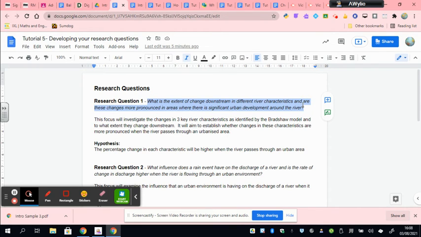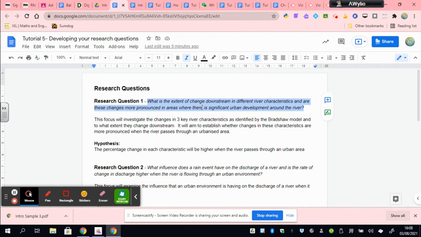These research questions are really important. Your whole project is going to be centered around each one of them, gathering data to help you answer the question, presenting data that helps you answer the question, analyzing the question. So getting the question right is actually incredibly important, and that's why you've got to spend a bit of time on this particular part of your investigation.